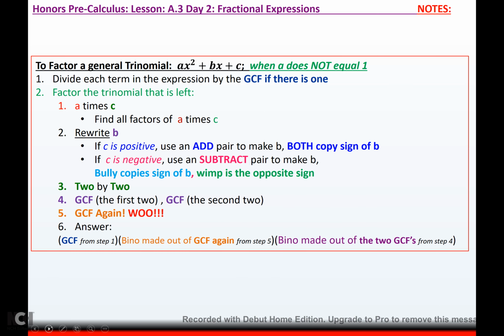Alright, so now they're going to get more complicated factoring. How to factor when A does not equal 1. You're going to look for a GCF if there is one. Then you're going to do A times C, find all the factors. Rewrite B, 2 by 2, GCF, GCF, GCF again. Woo! Right? It's a song. Remember it and you'll always be able to factor.